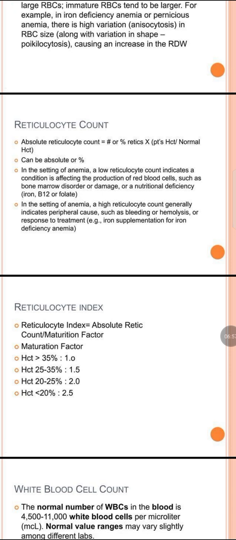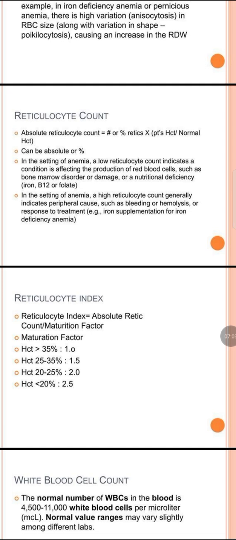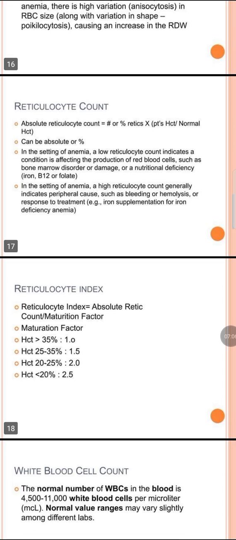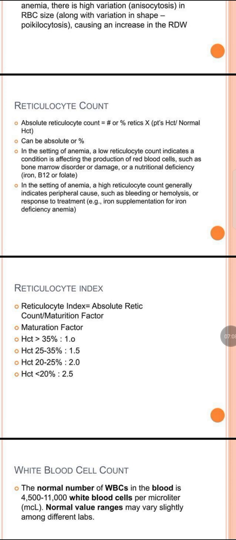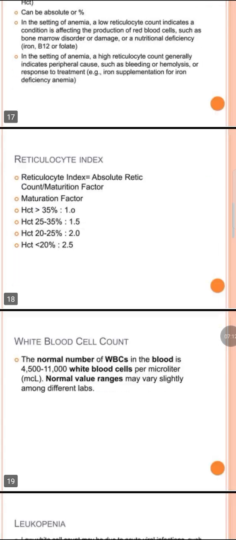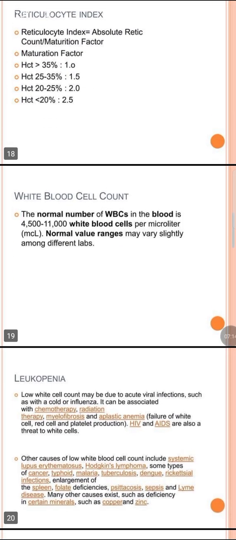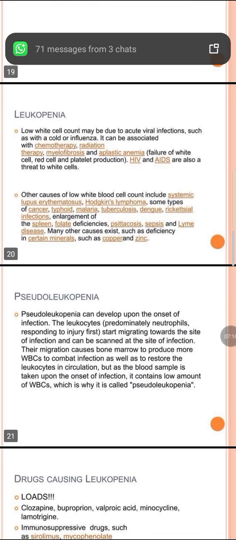Reticulocyte count: reticulocytes are immature red blood cells. When they are increased, then you know that the bone marrow is trying to compensate for the red blood cell loss that is there. So that's about what I wanted to talk about.